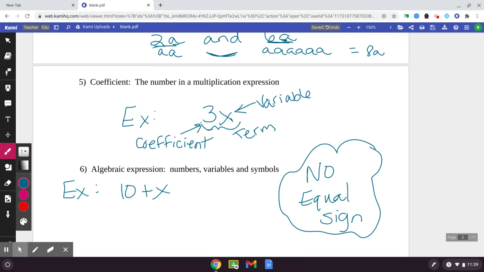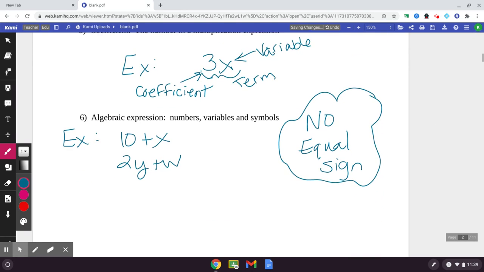Okay, so a couple of examples of expressions would be 10x, it's an expression, no equal sign. 2y plus w, expression, no equal sign. 5 plus 4. Yeah, that's a problem. We could find the answer, but we're not using an equal sign. That would be an expression. All right, that's it for the vocab words.